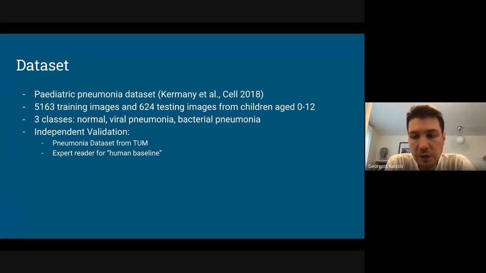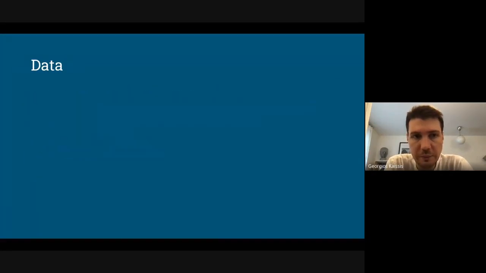We're also getting an independent validation set, a real life clinical data set from our university. We're having expert readers read both the test set, these 624 images, and the external validation set, to have a human baseline against which we can test, knowing that in general there are utility trade-offs with privacy preserving ML.